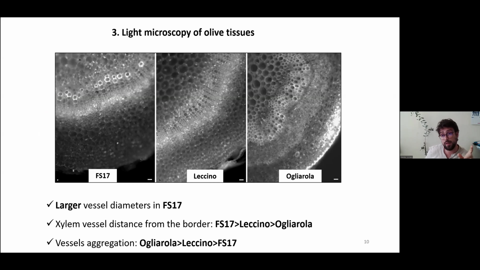The FS17 was instead the variety with the deepest xylem vessels and also the less aggregated xylem vessels. But these deeper, less aggregated xylem vessels seem not to affect the probing and feeding behavior of Philaenus, since we didn't find significant differences with the other varieties in the time needed from the insertion of the stylets to reaching the xylem vessels and beginning the xylem sap ingestion.